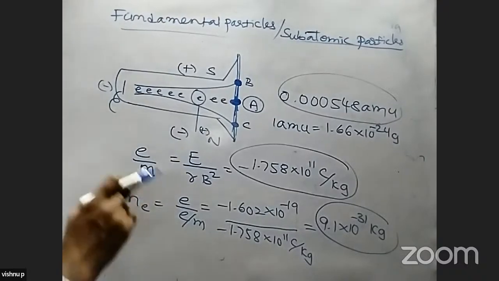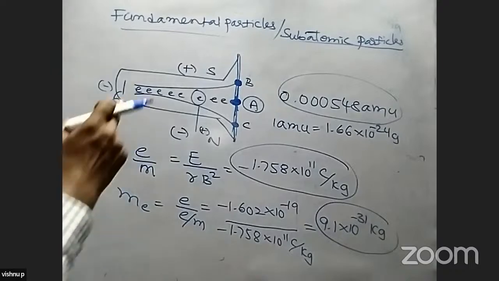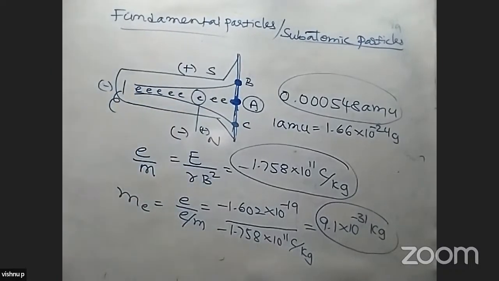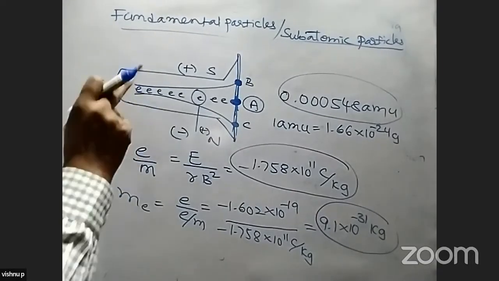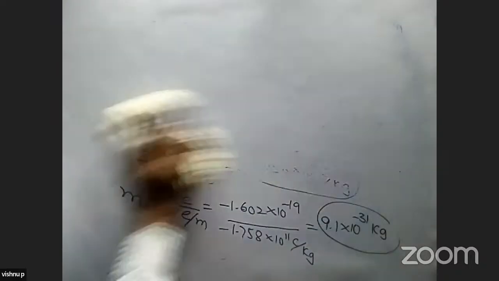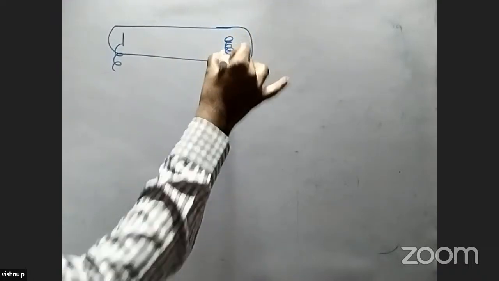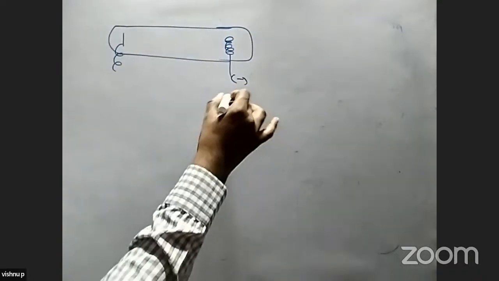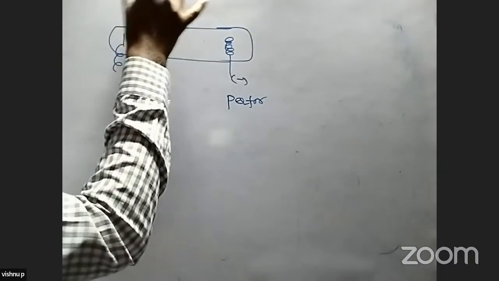Next, the e by m value of electron does not depend on what type of gas is used in the discharge tube experiment, but in case of protons, the e by m value depends on the nature of gas. In case of hydrogen, the e by m value is maximum for protons. After that, protons were also discovered by Goldstein by the same discharge tube experiment. In this experiment, a perforated cathode is used. These are the anode rays.